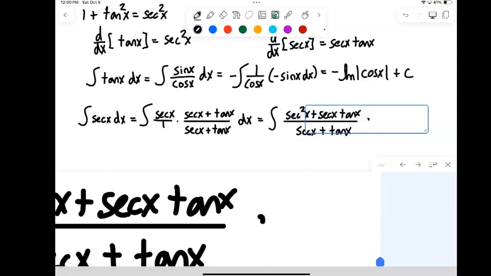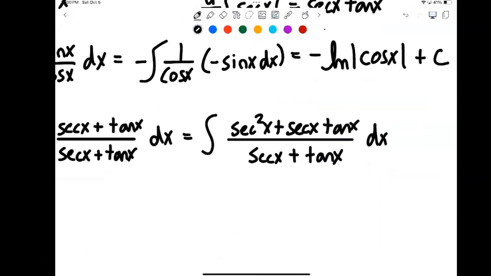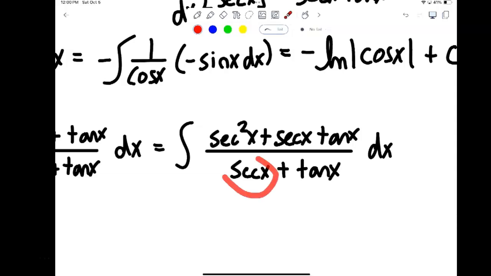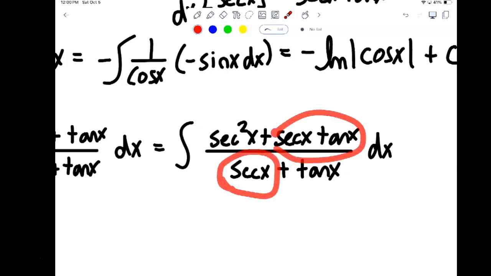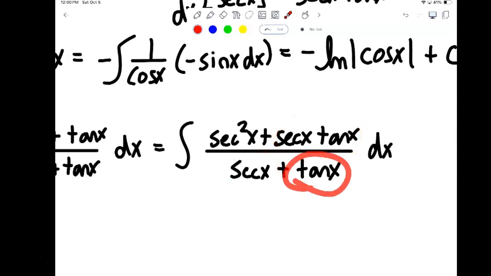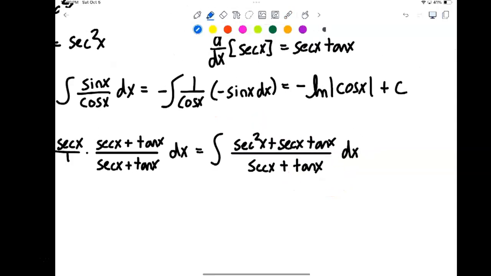Somebody realized at some point that the derivative of secant plus tangent is just secant times secant plus tangent. So you can see here the derivative of secant is secant tangent. The derivative of tangent is secant squared. So that when you let u be the bottom, then du is the top. And so this is just a 1 over u.